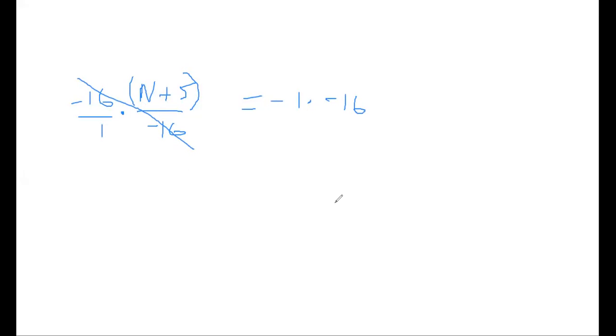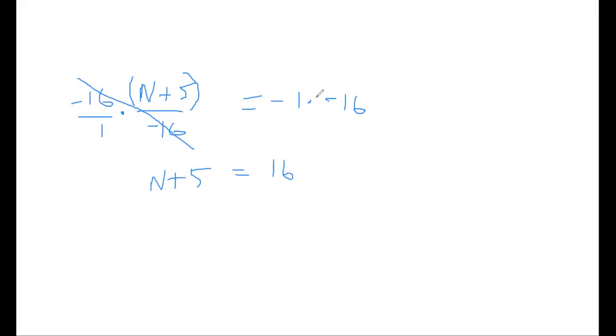What's -16 divided by -16? 0. Division, not subtraction. It's 1, yeah. Anything divided by itself is 1. That's why we do this kind of process to get rid of the fraction. Because now we just have 1 times n plus 5. And that undoes that complex fraction. It eliminates it for us.